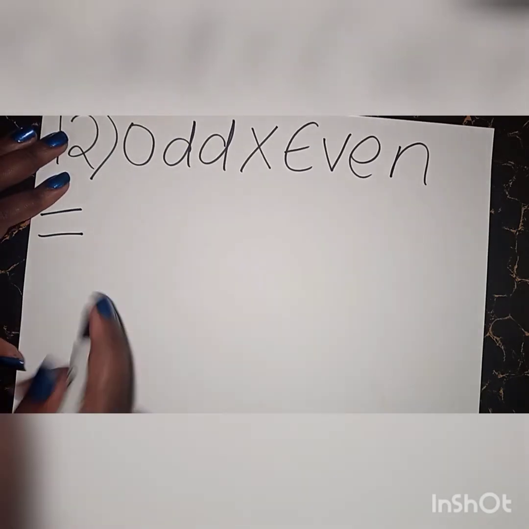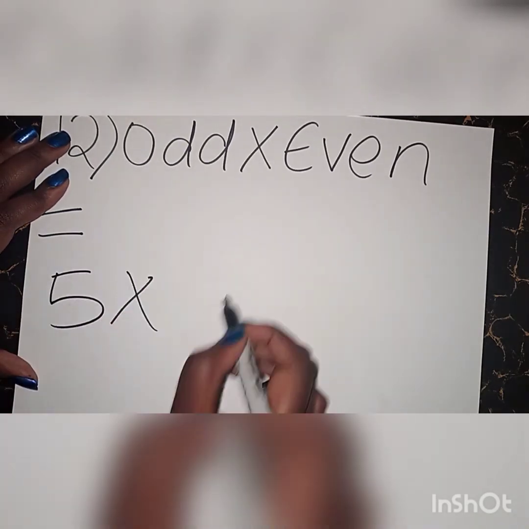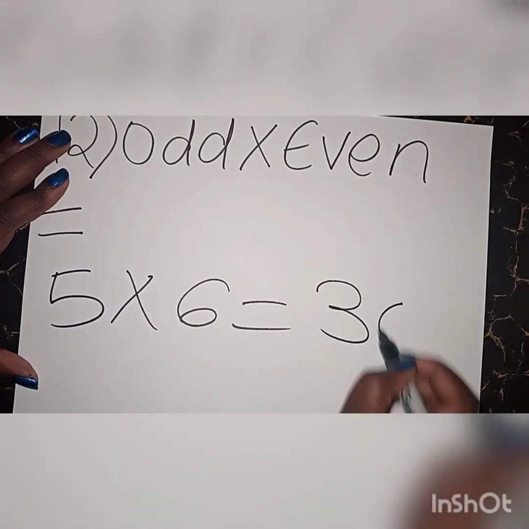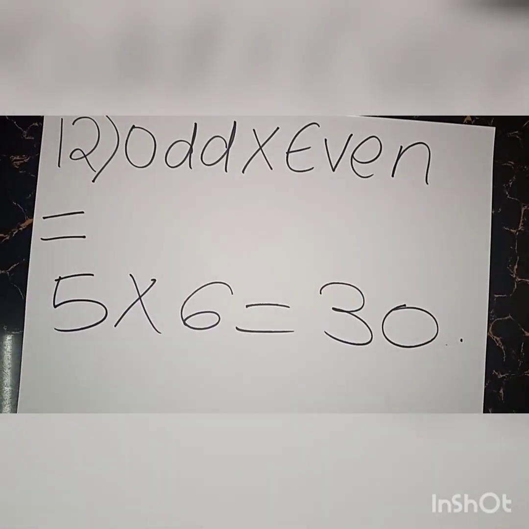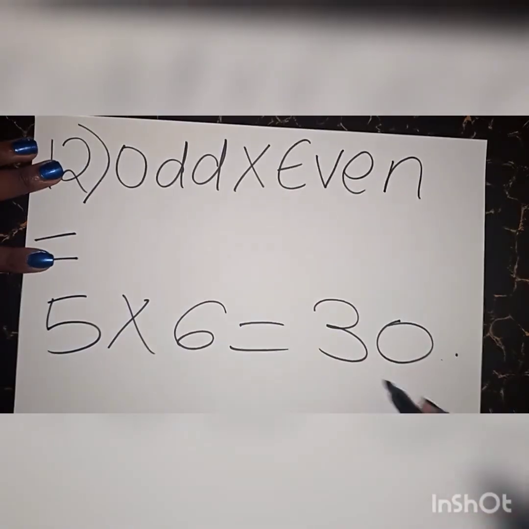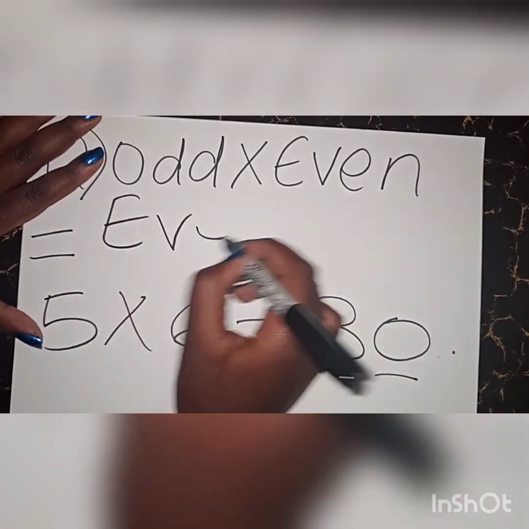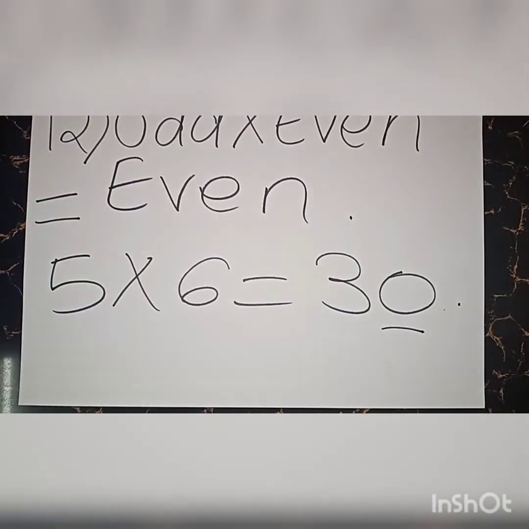And last but not least, what happens when we multiply an odd number times an even number? Is the opposite also true? So if we have something like 5 times 6, 5 times 6 is 30. So that means that we can conclude that odd times even is even, okay? Are we together?